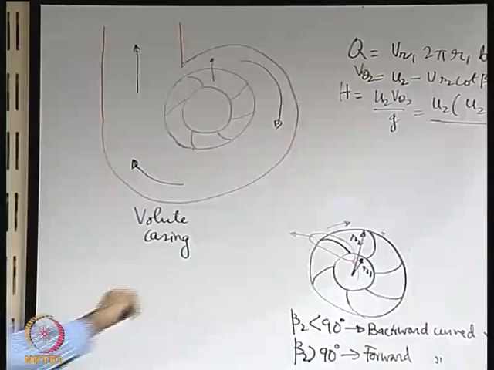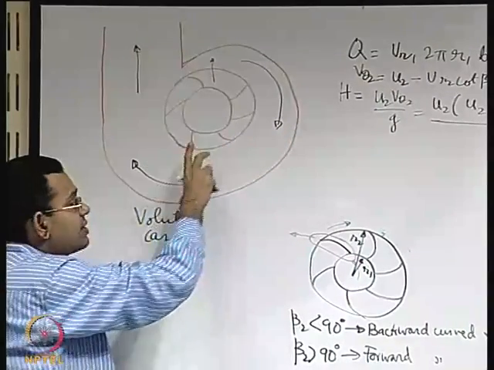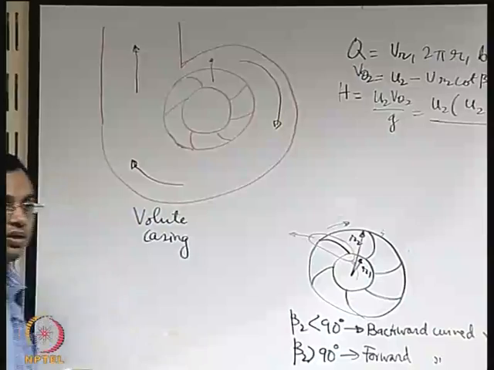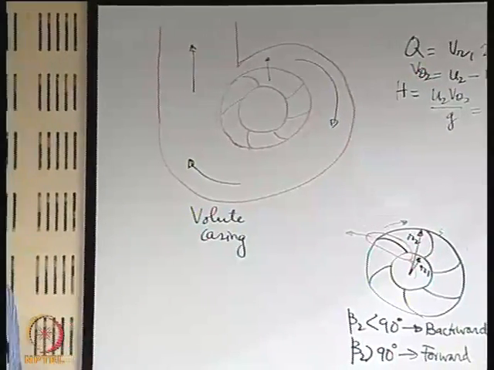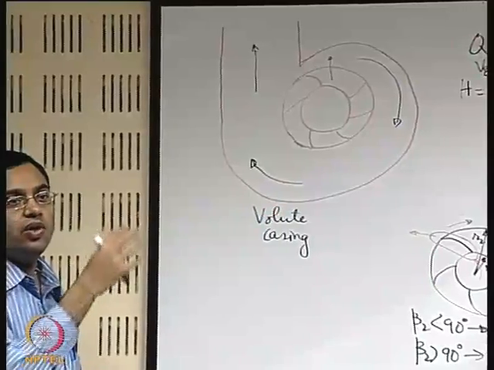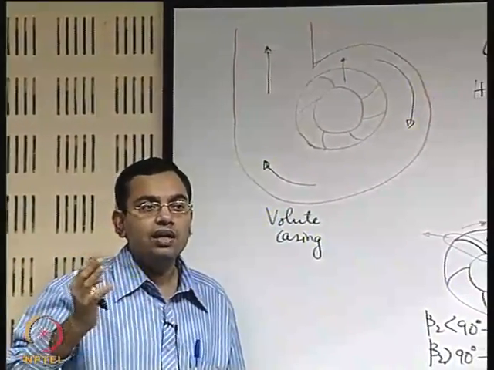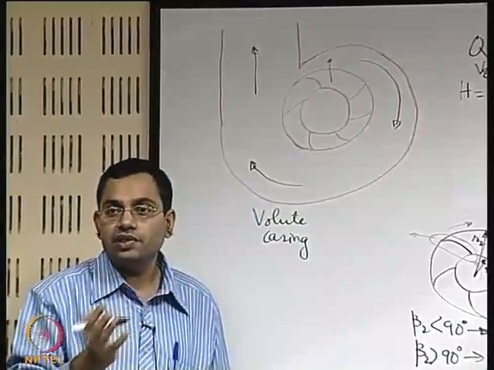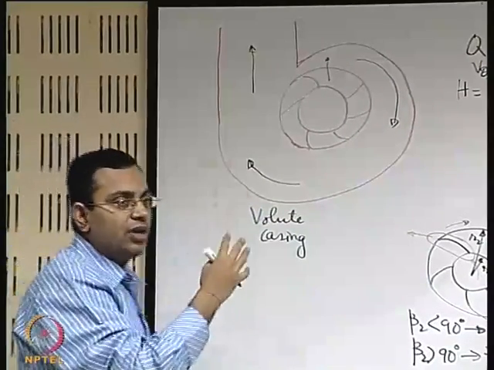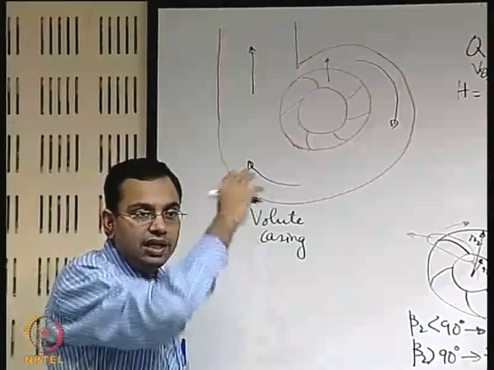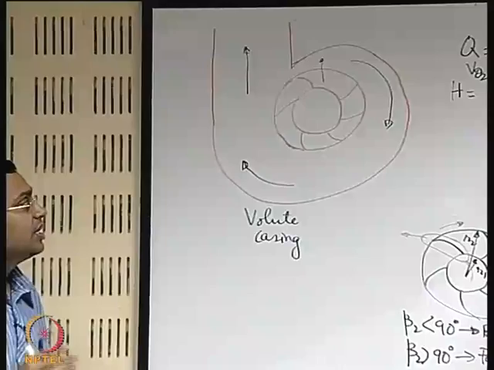So, you can clearly see that as the fluid is moving around, the area is continuously increasing, and therefore its velocity should continuously decrease. If energy is conserved, if there are no losses, then that equivalent decrease in velocity should be compensated by an increase in pressure. So, it will utilize the form of energy, not the kinetic energy, but converting it into an equivalent pressure head. That is what it is trying to do.